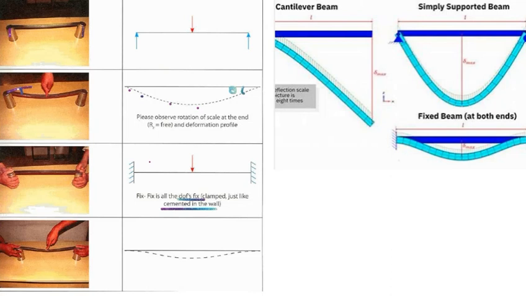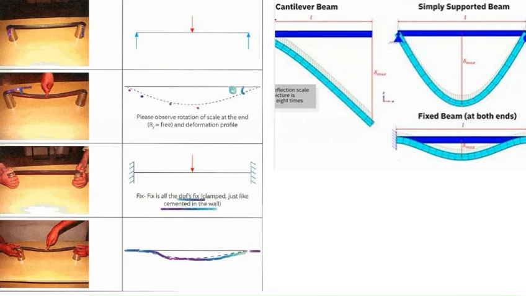And the deflection pattern, if you see for this one, it starts with 0 and the rotation, the slope, is also 0, and then it starts deflecting like this, right? So you can see the deflection pattern, this and this, there is a significant difference.